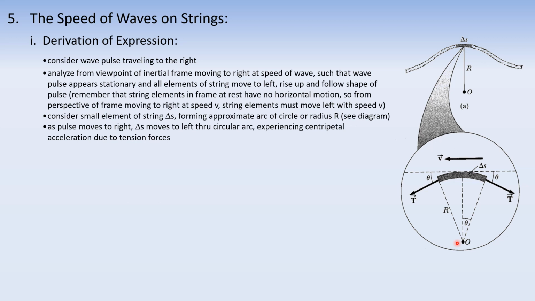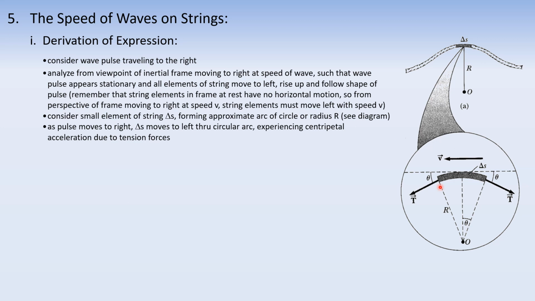Like we said, as the pulse moves to the right, this small segment of string moves to the left through this circular arc. So it therefore experiences a centripetal acceleration due to the tension forces that act on it. Now you see here in the diagram that the tension is caused by the string. This string segment delta s is being pulled to the right with a tension force because of the string to the right, as well as being pulled backwards to the left because of the string that exists to the left of it.